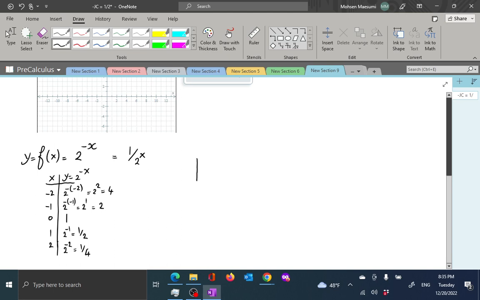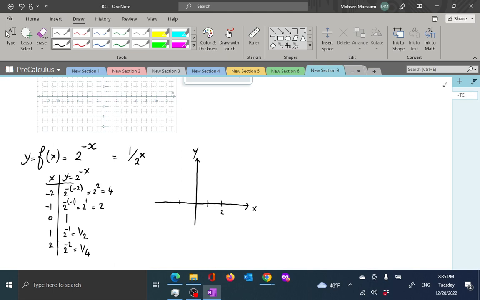So what does the graph of this function look like? Here's my x, y, 0, 1, 2, minus 1, minus 2. So 2 to the power of 0 is 1, 2 to the power of minus 1 is 1/2, 2 to the power of minus 2 is 1/4. At x equal to minus 1, that's going to be 2. At x equal to minus 2, that's going to be 4. So the graph looks like this.